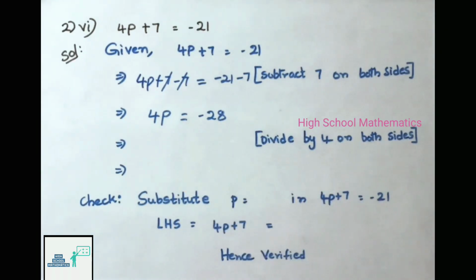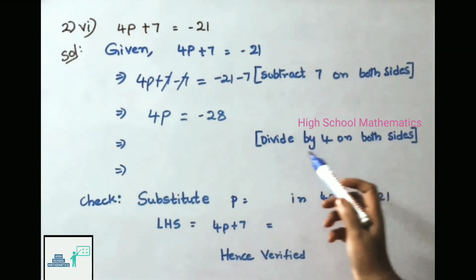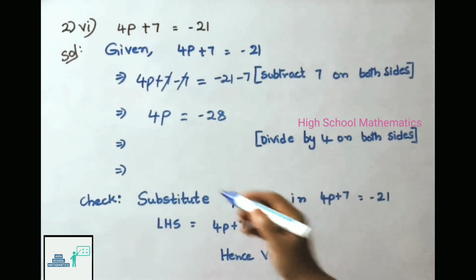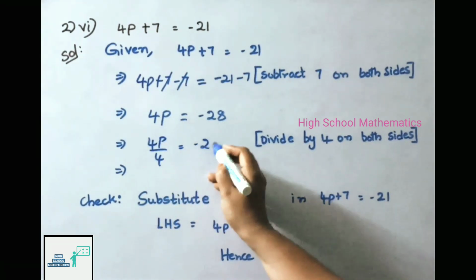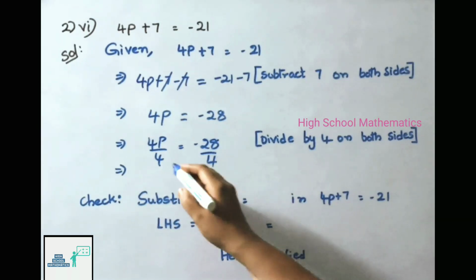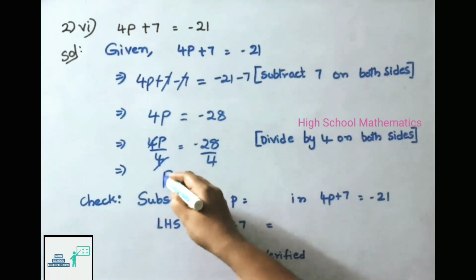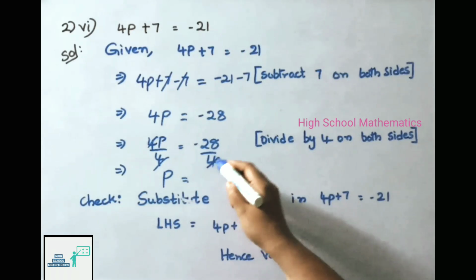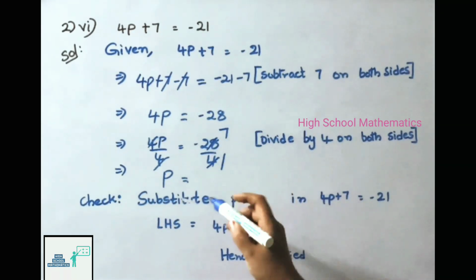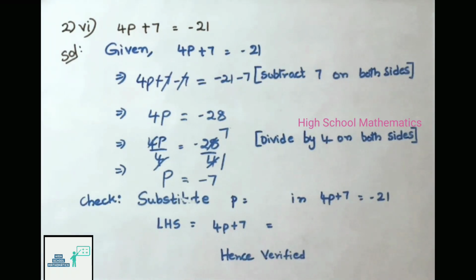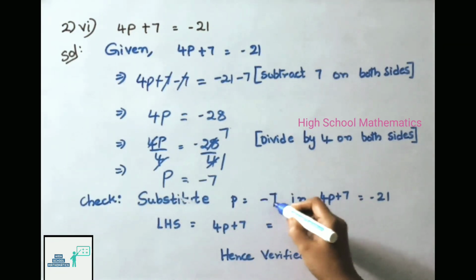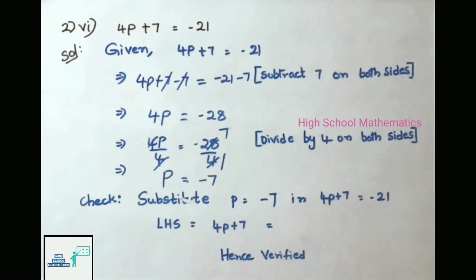To remove this multiplied by 4, we are going to divide by 4 on both sides. So write down 4p by 4, that equals minus 28 by 4. Here 4 cancels, write down p equals, 4 ones are 4, 4 sevens are 28. Minus 7 by 1 means minus 7. So we got here p value equals minus 7. Let us check our result. Substitute p equals minus 7 in the given equation.